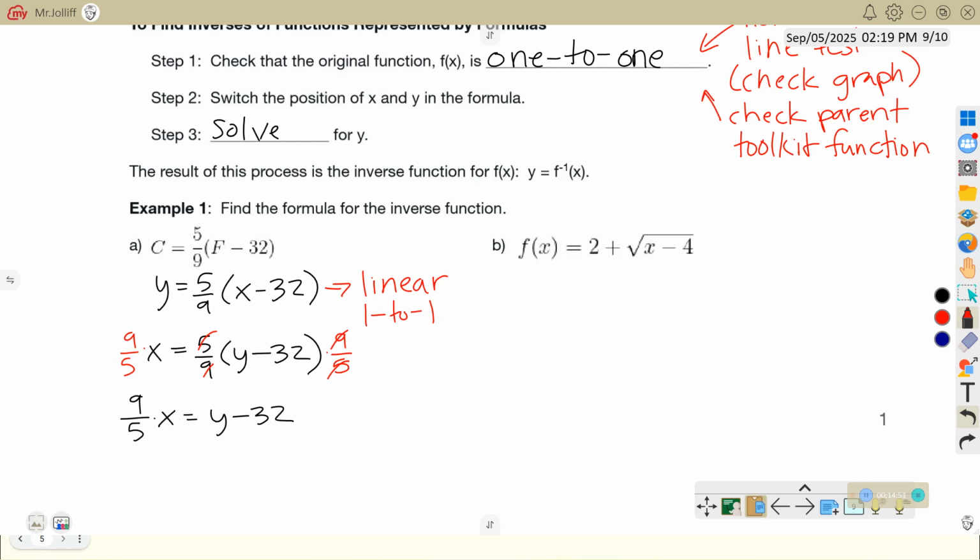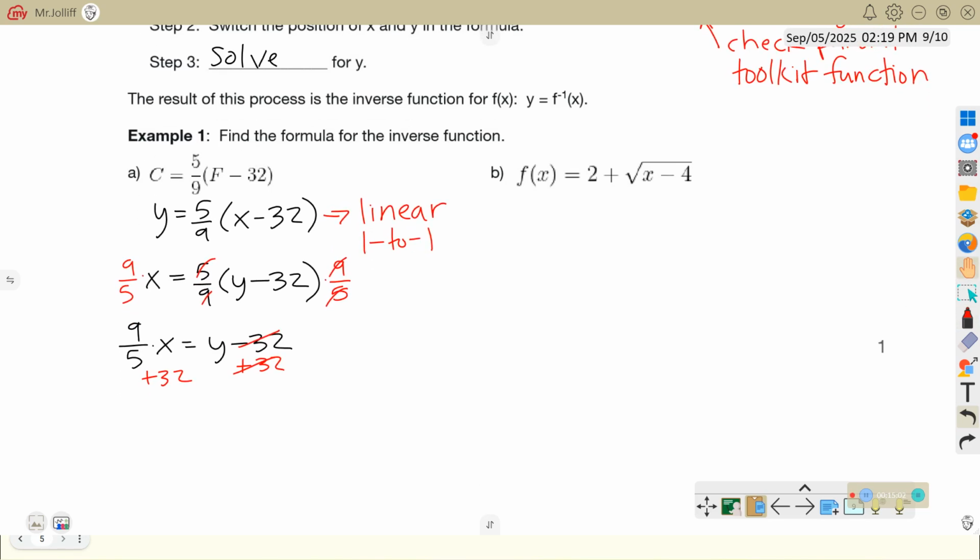Move the 32. That's perfect. Why were you shaking your head? Yeah. Plus 32. Yeah, with confidence. So I'm left with y on the right, and 9/5 x plus 32 on the other side.